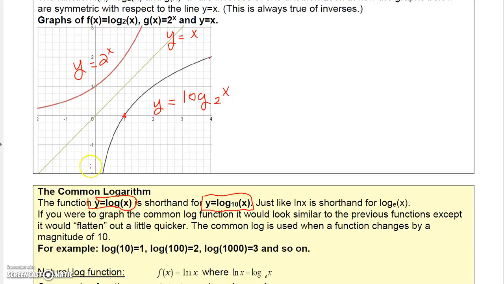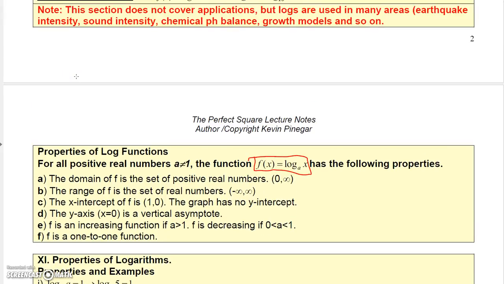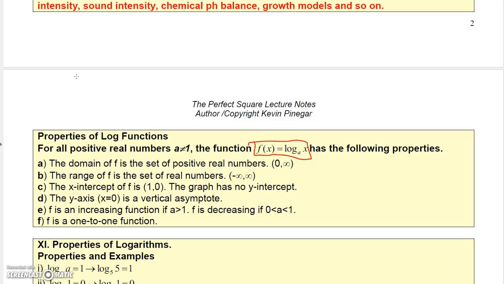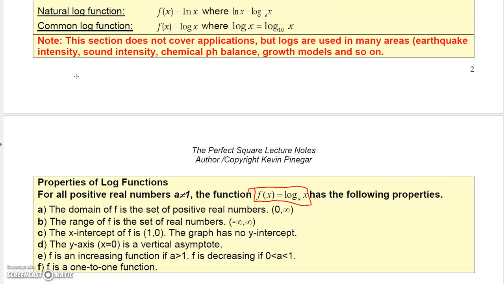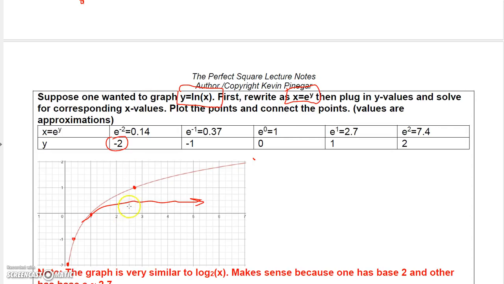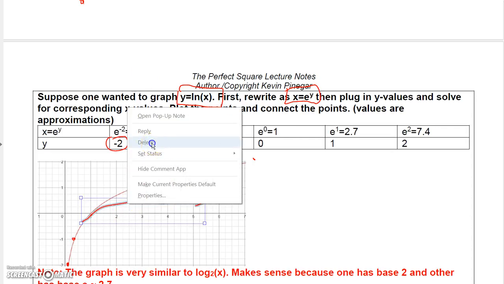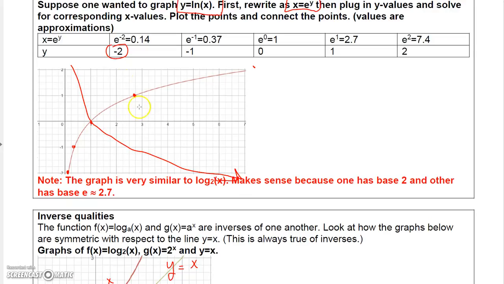So this y-axis is a vertical asymptote to this graph, and then the graph is actually increasing if the base is greater than 1, and decreasing if the base is less than 1. To give you an example of that, if your base was less than 1, the graph would actually look like this. Okay, it looked kind of like this. So basically you'd still have all the same properties, except it would be a decreasing graph.